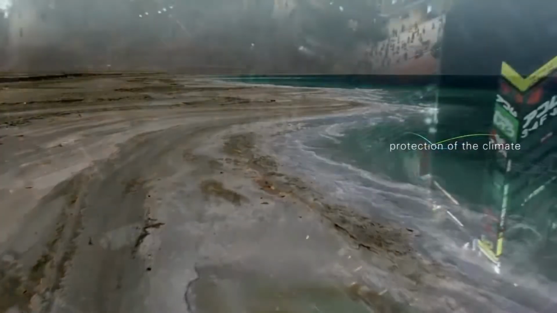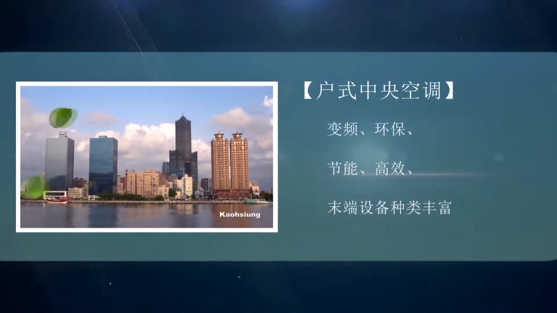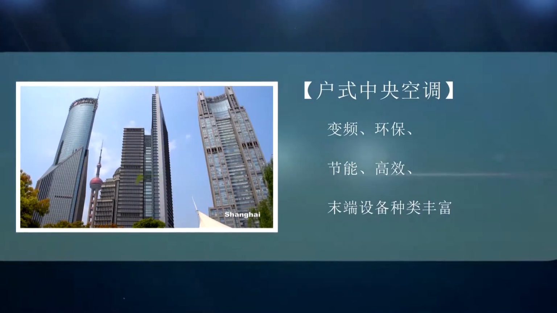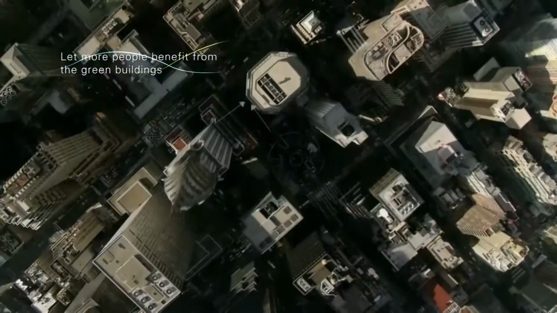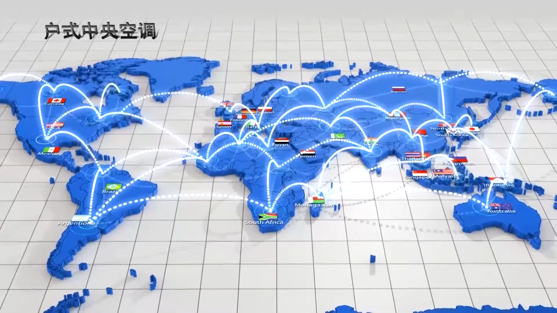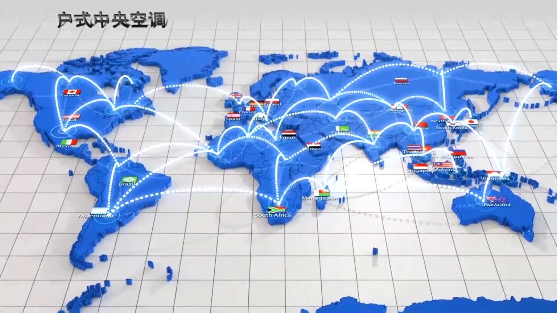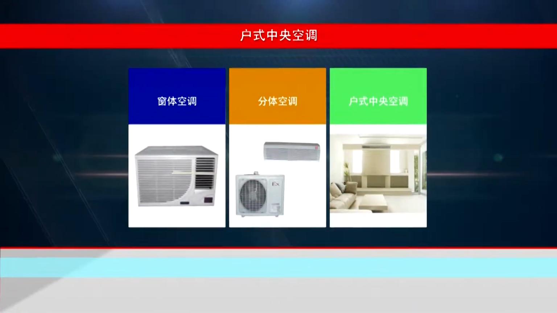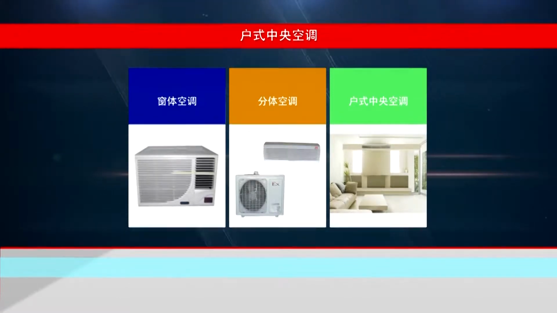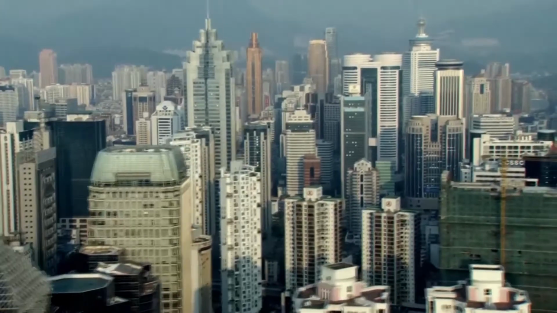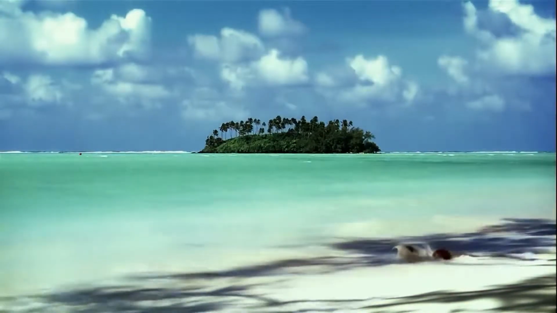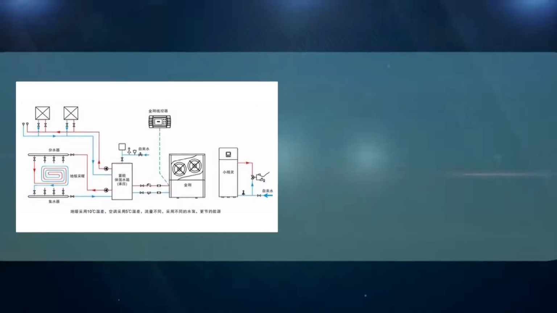With the development of society and technology, household central air conditioning has the characteristics of variable frequency, environmental protection, energy saving, high efficiency, and abundant terminal equipment. It quickly entered thousands of homes and public places, growing at a geometric rate each year. The development from the window-type air conditioner to the central air conditioning system is the inevitable result of technological and social progress. The final household central air conditioning will become the mainstream product of the air conditioning market.